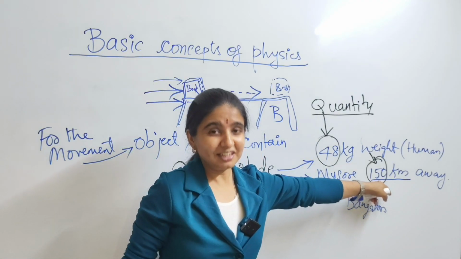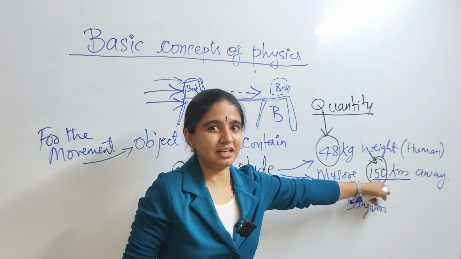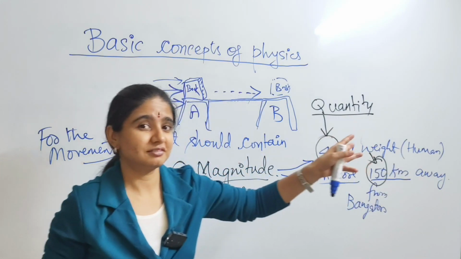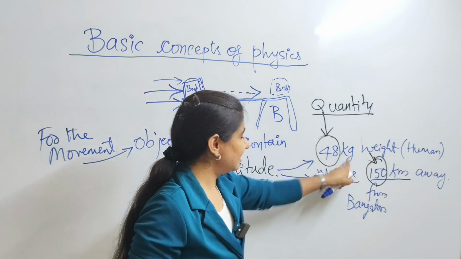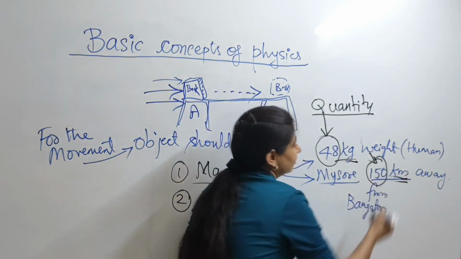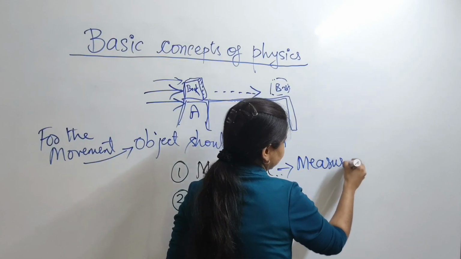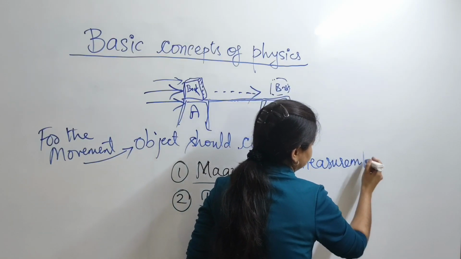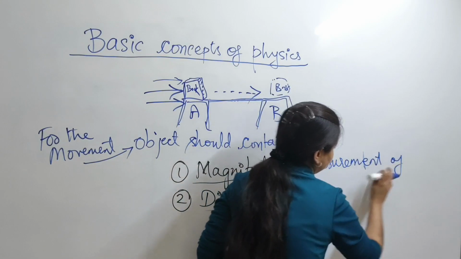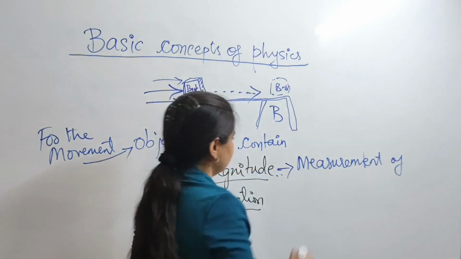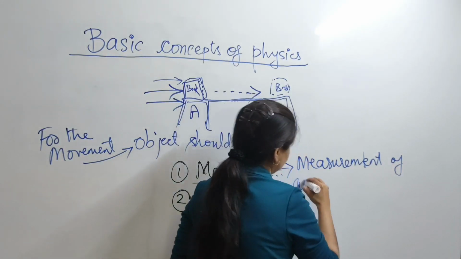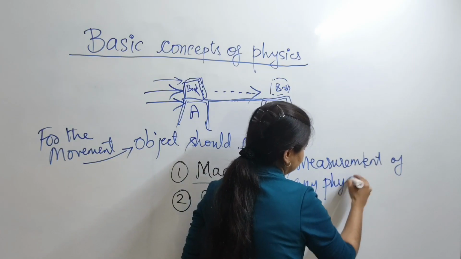That is a physical quantity, that this many kilometers is there, okay? And these are all units. It is a measurement of any physical quantity.